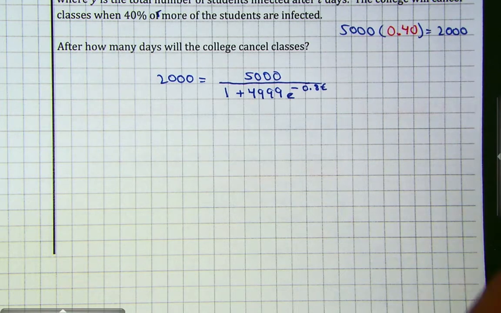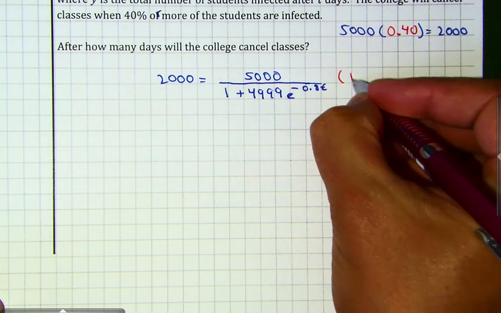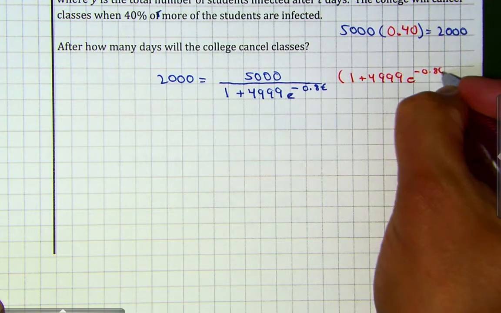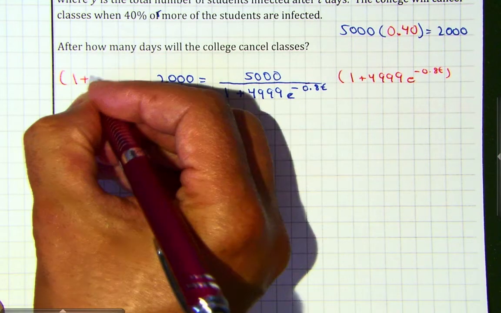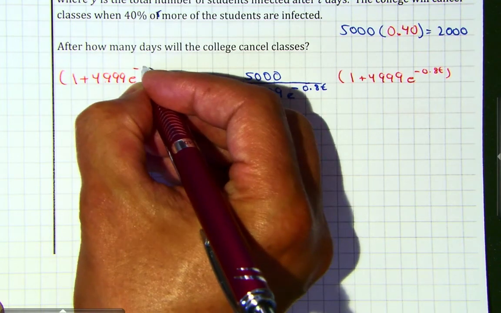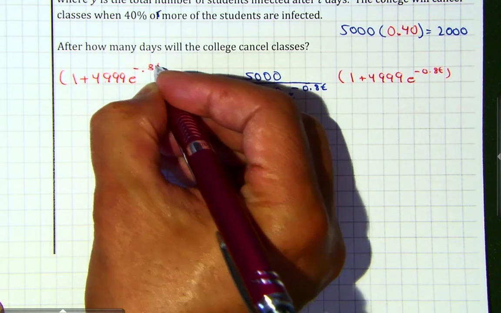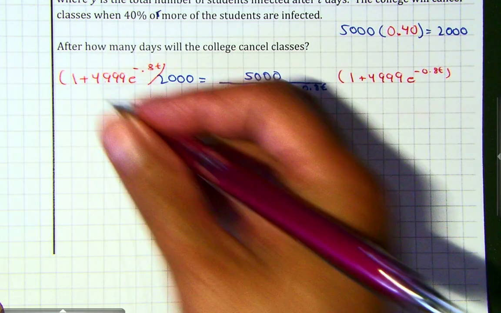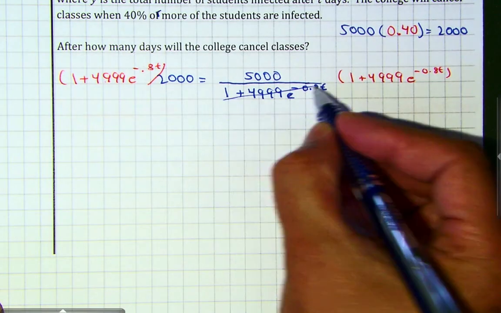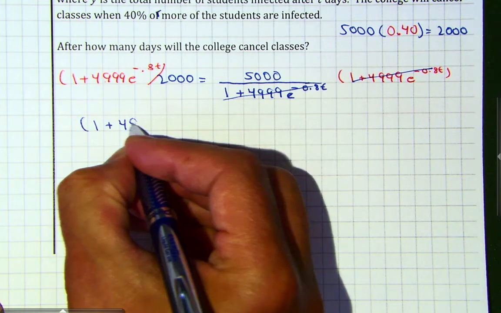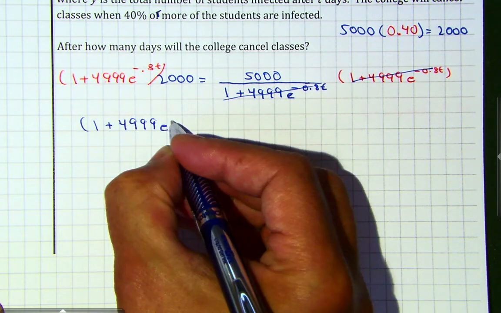We got it. So what will be the first step? Correct. I should just multiply both sides by 1 plus 4999e to the negative 0.8t. Now we're very tempted to use the distributive property to multiply this out. I know that this cancels, so I end up with 1 plus 4999e to the negative 0.8t times 2,000 equals 5,000. I'm not going to multiply it out, because you'll see what we're going to do instead.